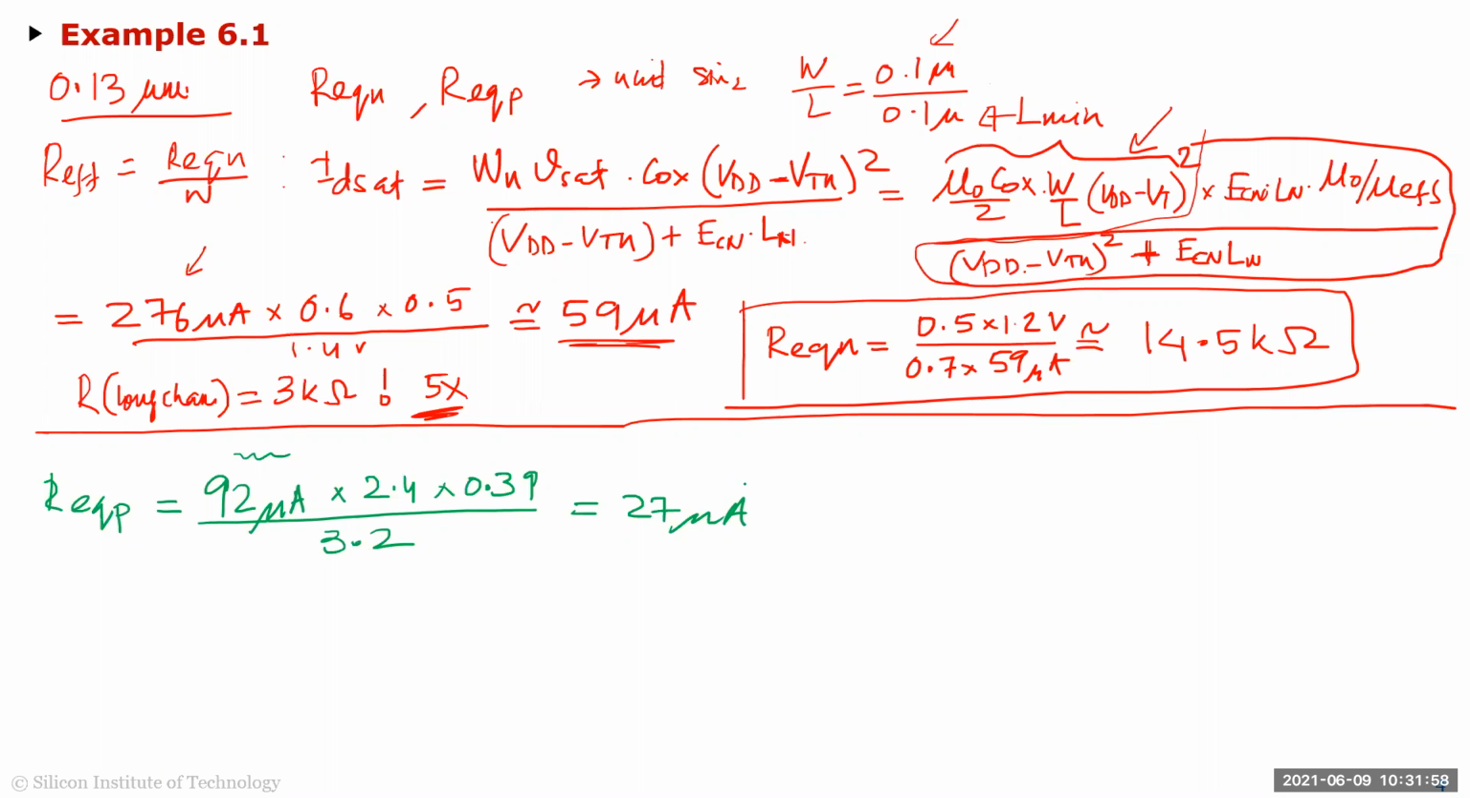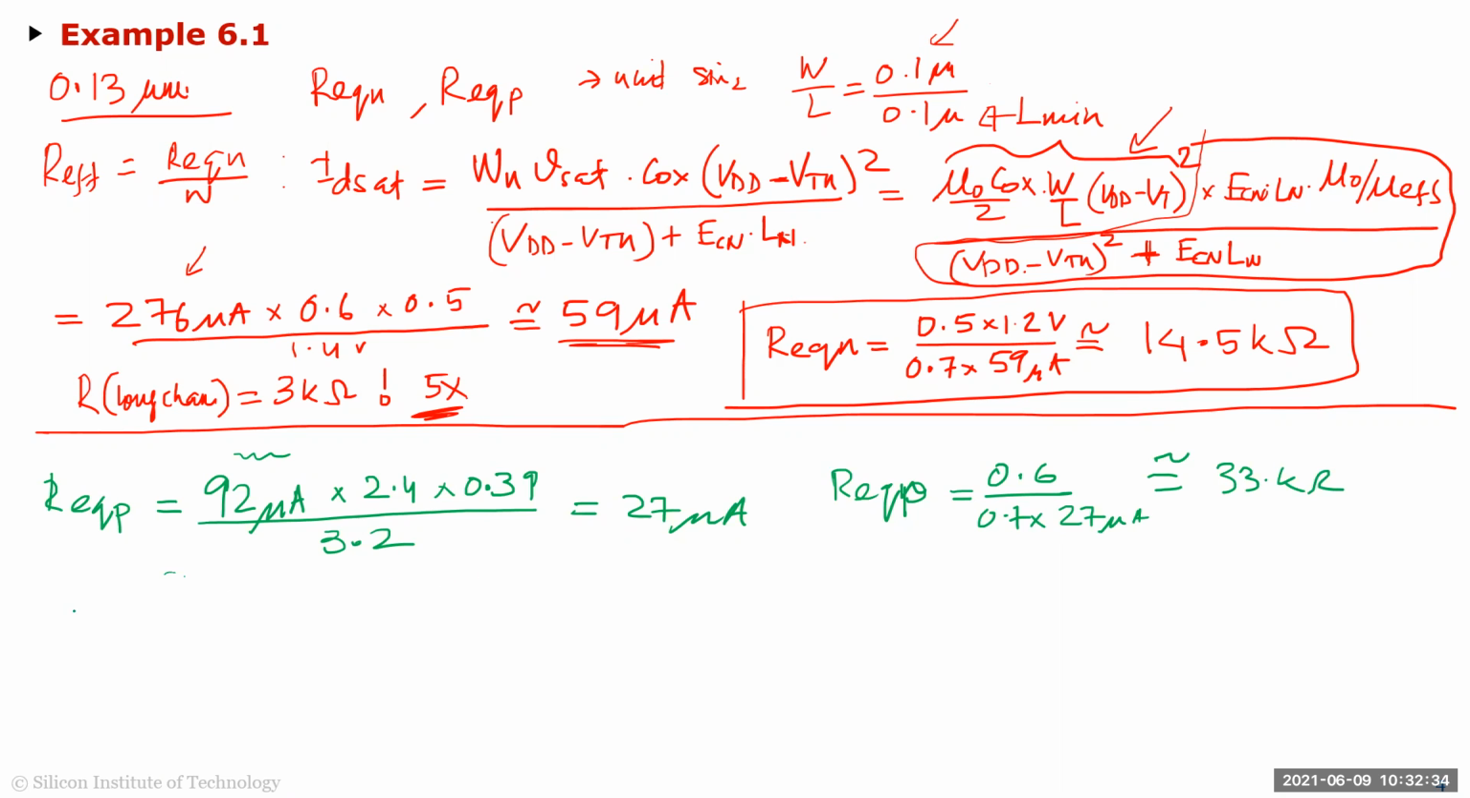So you actually get a benefit, the ratio benefit, which used to be almost 4x. Every time you want to keep the delay the same, you want the PMOS to be 4x larger. But because of this velocity saturation, it's more like 2x larger. Okay. So if you plug this into the REQP, it's 0.6 divided by 0.7 times 27 microamps, and that's roughly 33 kilo ohms, right?